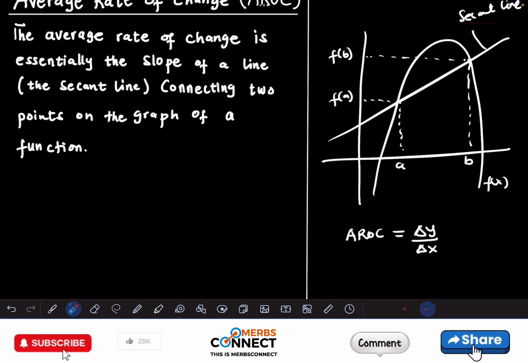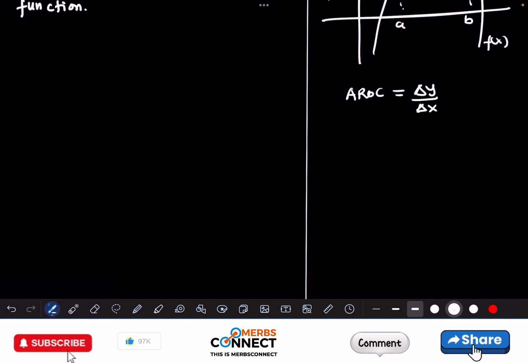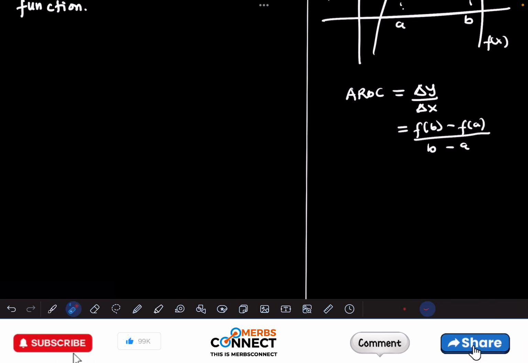X. Now when x is equal to a, we have the y value for a, and then when x is equal to b, we have its corresponding y value, which is this. So now the change in y is going to be f of b minus f of a, all divided by the change in x, which is going to be b minus a. If you check this out, you can see that the b here is the same b here, and the a here is the same thing here, right?